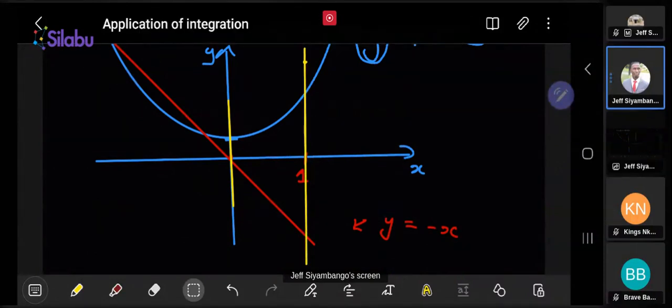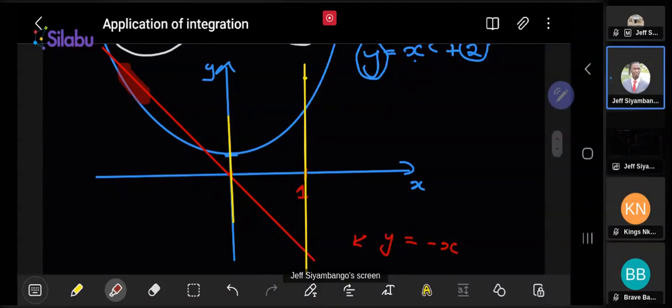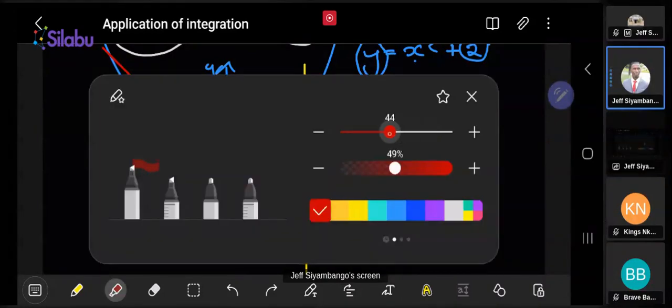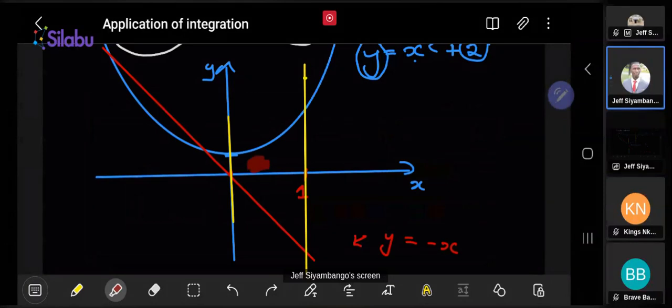So you see, all along I was thinking, okay, maybe the area they actually want us to find was going to be this small area here. But clearly, when you look at this graph now complete, you can tell that the area they want is actually this part here.